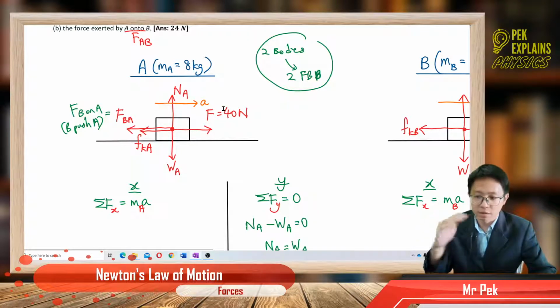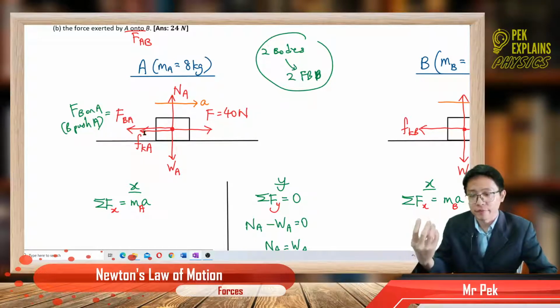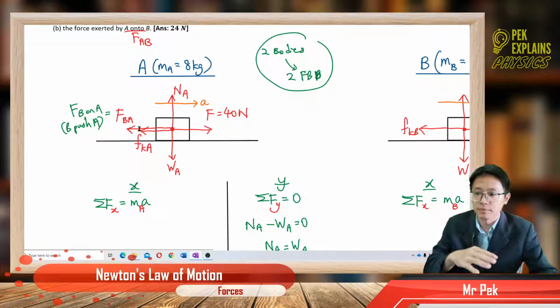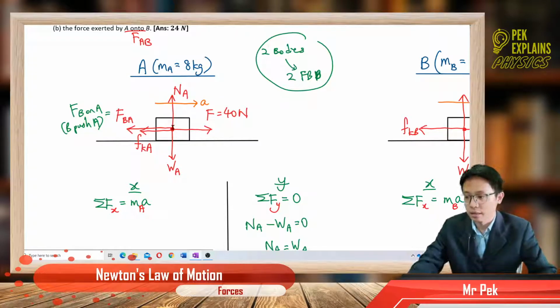So motion to the right, so friction to the left. Yeah, friction opposes the motion. Okay, it experienced the blocking force from block B and also the friction to the left. Okay, so these are the forces acting on block A.